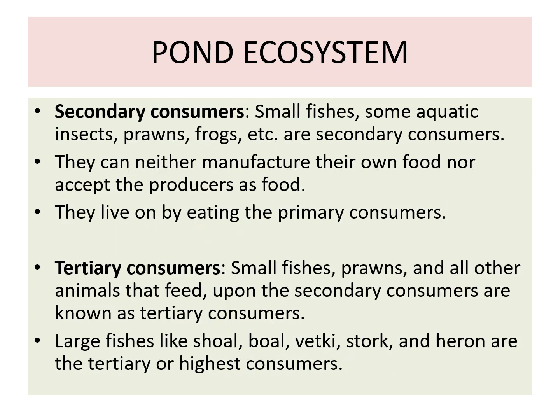Coming to the secondary consumers, they include small fishes, some aquatic insects, prawns, frogs, etc. They depend upon the primary consumers for their food requirement. Coming to the tertiary consumers, they feed on the secondary consumers. They are the small fishes, prawns and other types of animals that feed upon the secondary consumers. Large fishes like shoal, bowl, stroke and heron-like birds are also the tertiary or the highest consumers.